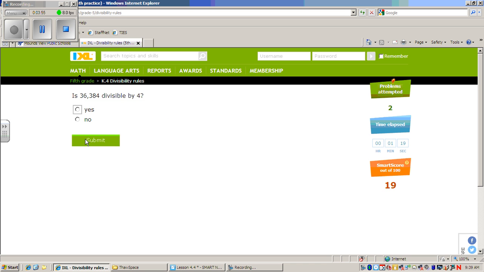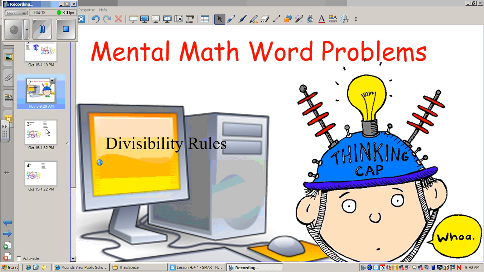The next one, is 36,384 divisible by 4? Does anybody remember the rule for 4? I want you to bring in your answer to this problem for me and to see if you remember what the divisibility rule for 4 is. Or is there a divisibility rule for 4? So bring this answer in when you come into class tomorrow. Okay, so let's move on.